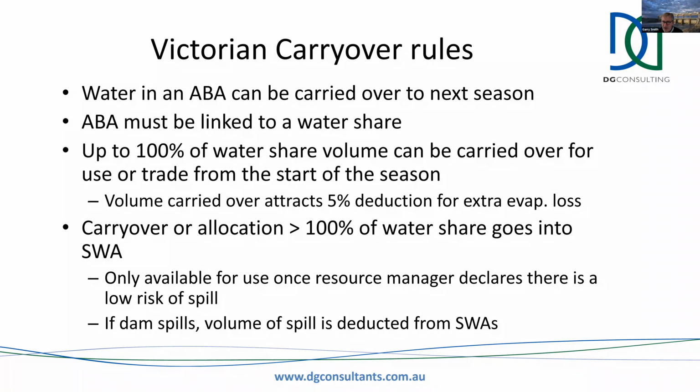There are slightly different rules, but similar, on the Murrumbidgee. They don't make deductions for evaporation, and there are no spillable water accounts. So as allocations rise, if the carryover you brought in plus the allocation is higher than 110% of your general security entitlement volume, that water is forfeited and not available, and goes back into the general pool for allocation.